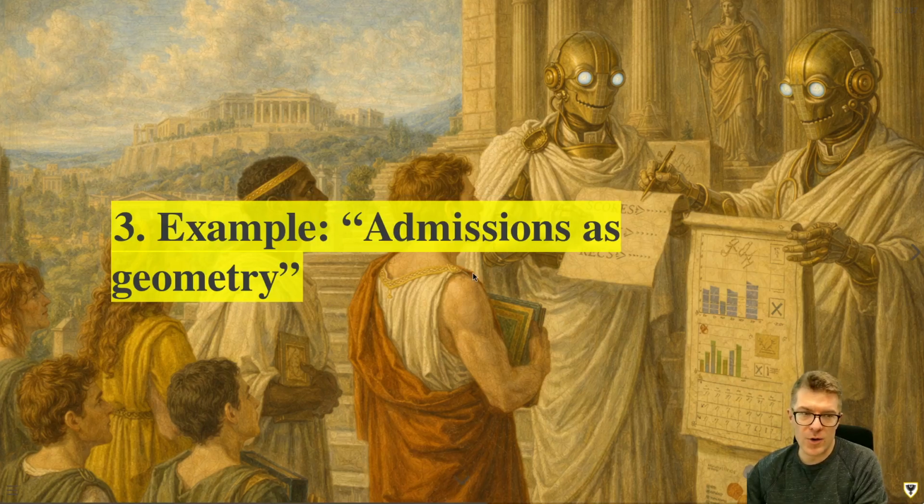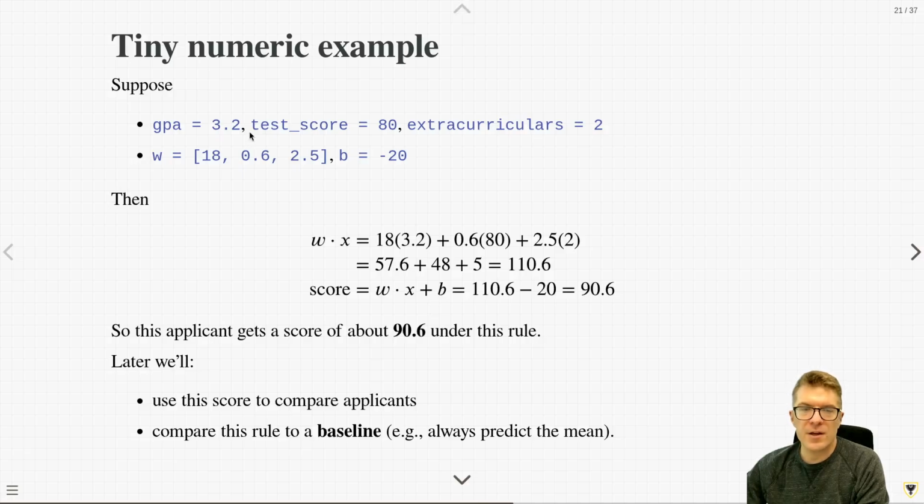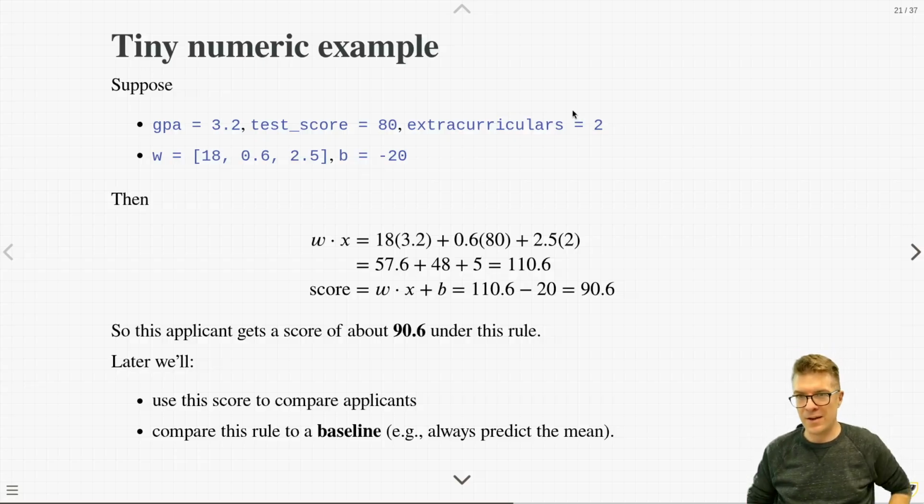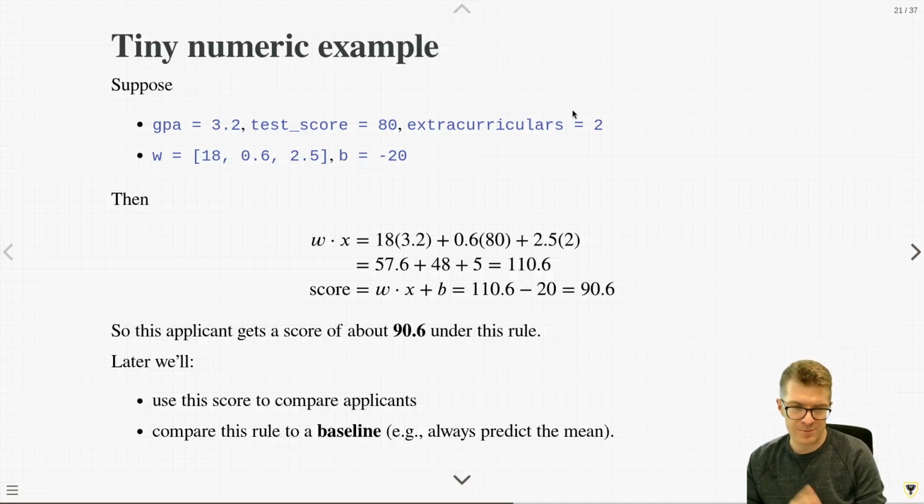So let's make this more concrete and go back to our admissions as geometry. So here's a particular example. We have a GPA for an applicant of 3.2. I think all of you can do better than that. But anyways, this applicant has 3.2. Their test score is 80, and they've done two extracurriculars. Maybe they've done a research project with a professor. That's one, and they've led community outreach, which is another, whatever the case may be.